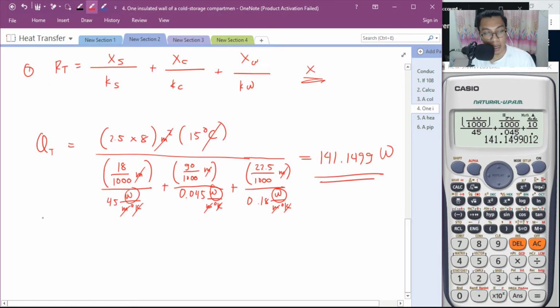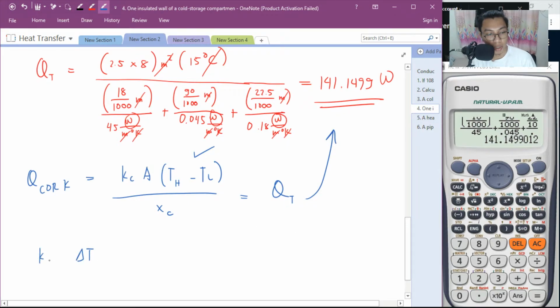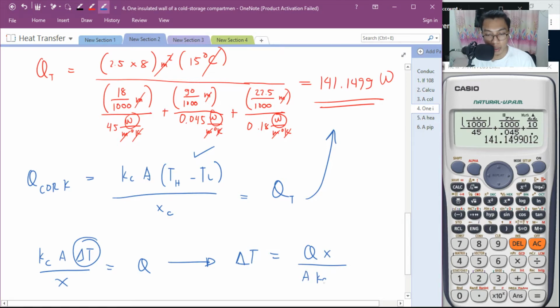Hindi pa tapos dyan. Kasi, yung sa cork, diba that is equal to yung K nung cork, area of the flow, temperature difference sa hot minus T low, divided by X sa cork. Okay, that is equal to the Q total. Anong hinahanap natin? Yung temperature drop. So, i-reform natin. Delta T, K, C, A, over X equal to Q. Ito hinahanap natin. So, delta T is equal to Q times X over area KC.